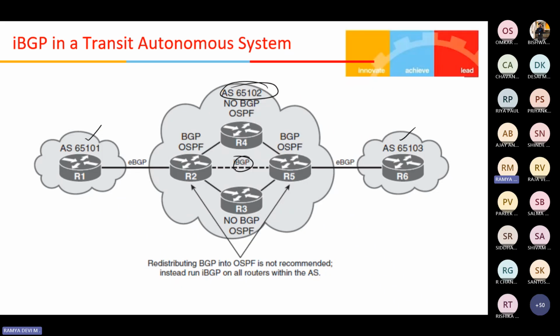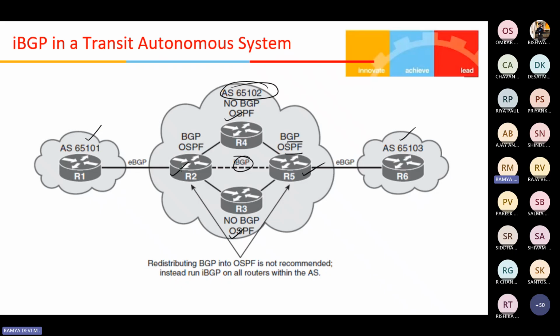Okay, so it will be running OSPF inside the autonomous system number 65102 in order to provide the reachability between all the routers. Okay, R2, R3, R4, and R5. So not all the routers in the autonomous system will be running BGP. Only in this case, R2 and R5 will run BGP, and R3 and R4 will run OSPF only.